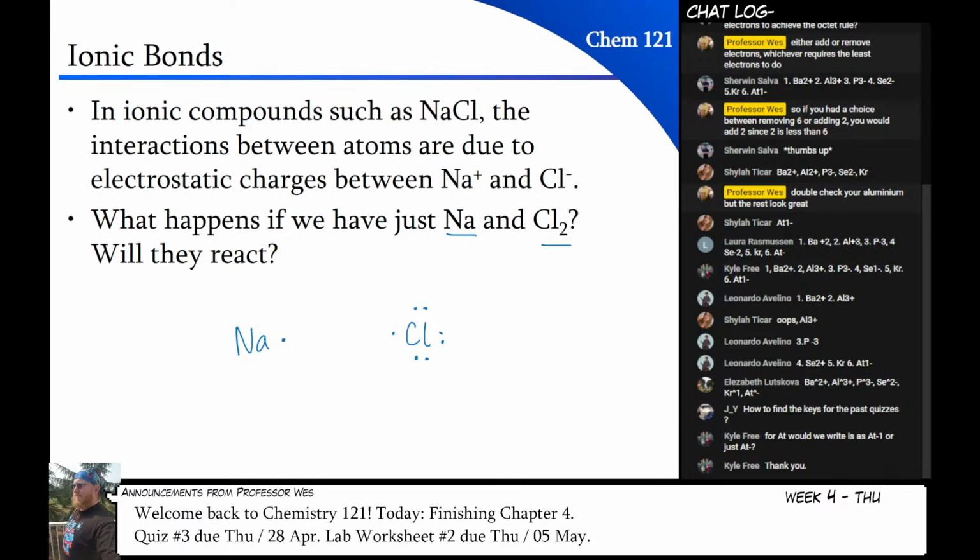So, if I put these two things together, can you imagine a way that they would both work together so that both atoms have an octet? I'm going to let you think about this for just a minute. And then we'll draw out the answer, and then we'll see what actually happens when you do chemistry.